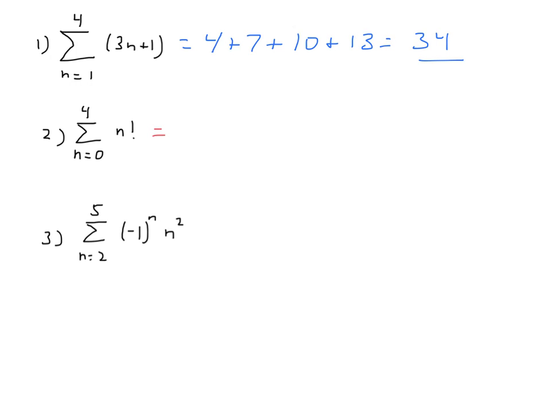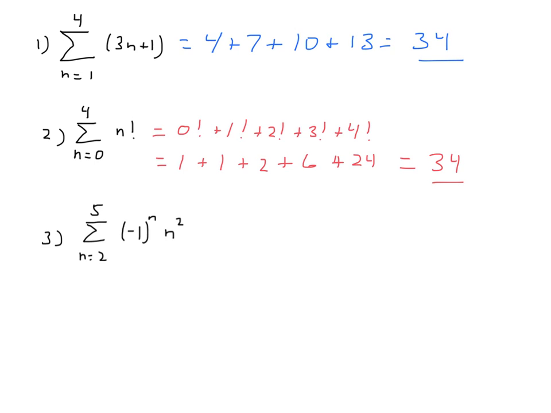In the next one, I'm taking the sum as n equals 0 to 4 of n factorial. Notice, again, our index of summation, where we're starting it, doesn't necessarily have to be 1. In this case, they start it at 0. So this is going to be 0 factorial plus 1 factorial plus 2 factorial plus 3 factorial plus 4 factorial, which is 1, 1, 2, 6, and 24. So when we add those up, 1 plus 1 is 2, plus 2 is 4, plus 6 is 10, plus the 24, that equals 34.